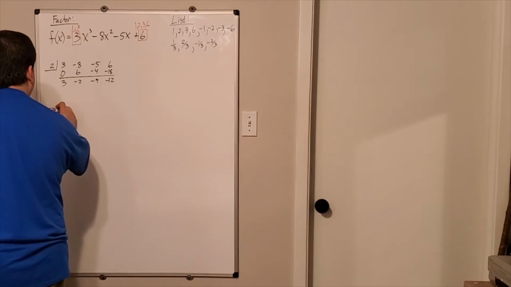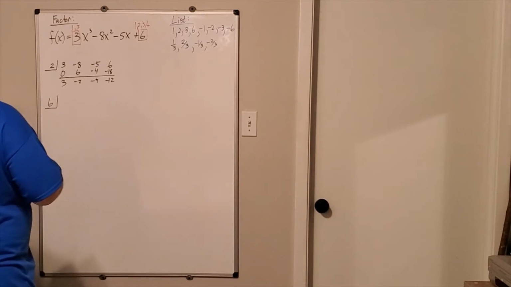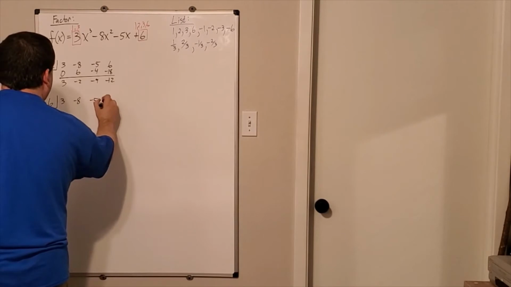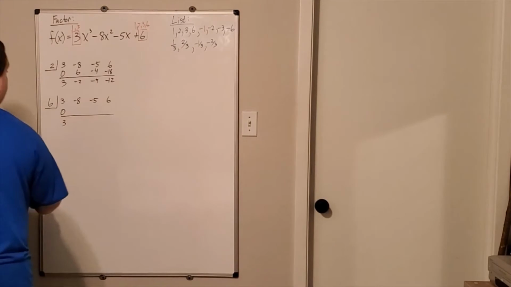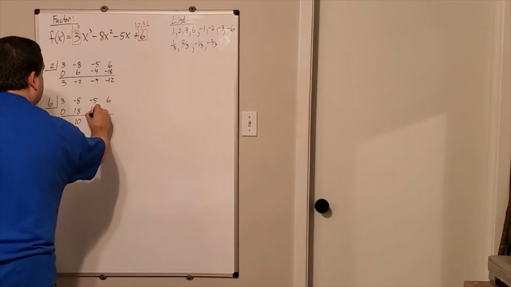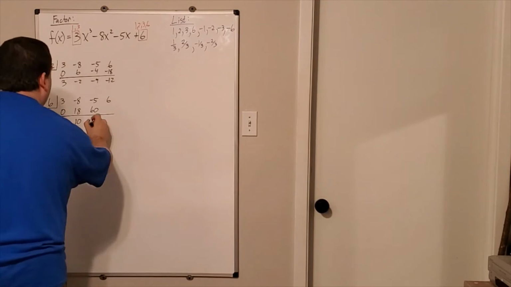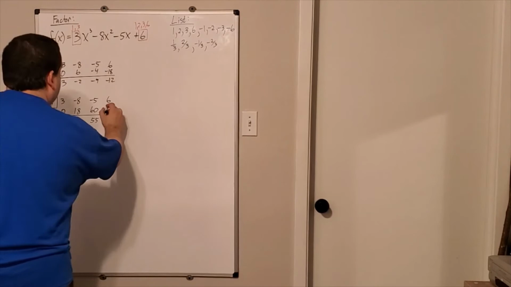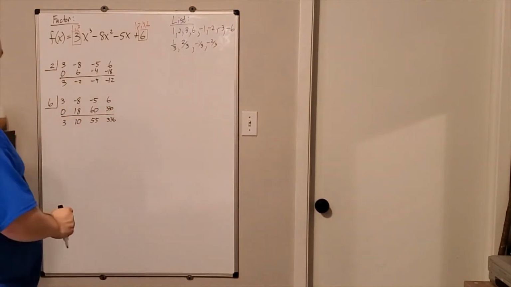Let's do another guess. Let's guess 6. 3, -8, -5, 6, 0, like this. So I've got my 3. 6 times 3 is 18. That gives me 10, then 60, then 55. 6 times 55 is 330. So I've got 336. That was way off of 0, right?